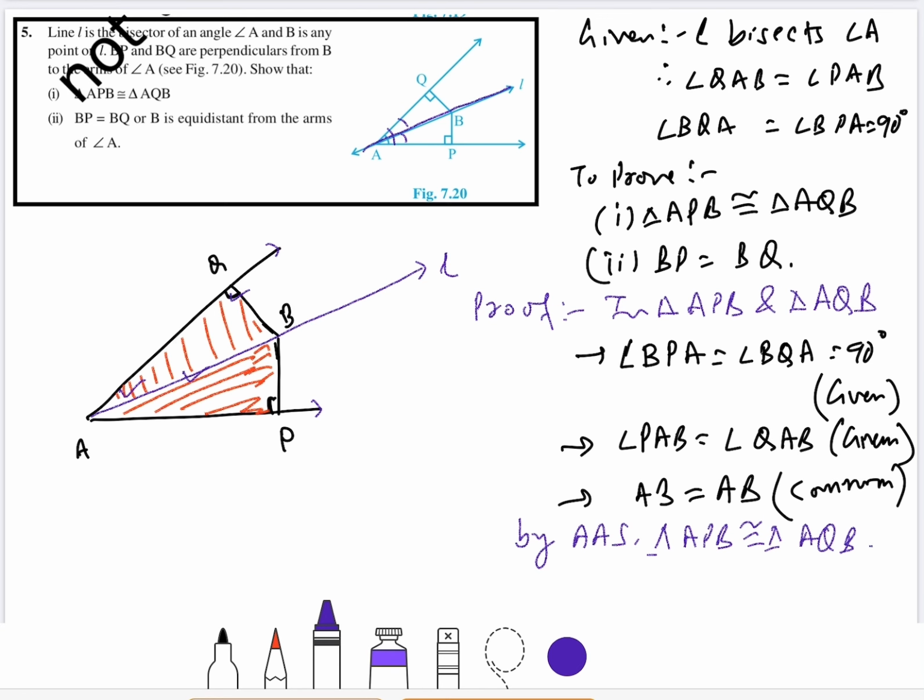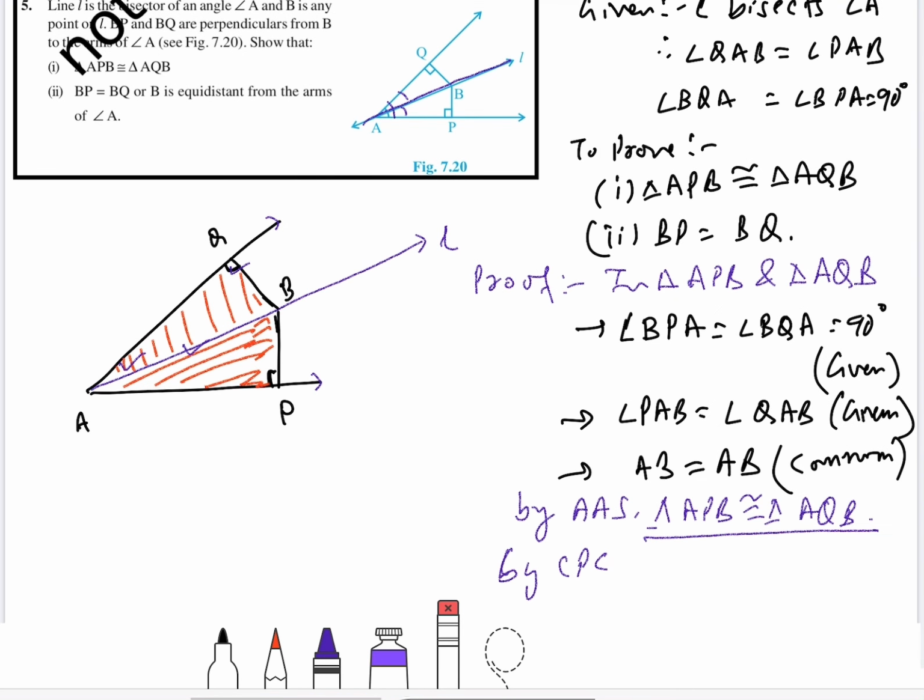And therefore, so this is the first bit we have proved. So we can write by CPCT of these two triangles, BP is equal to BQ. This is the proof of the second bit also.